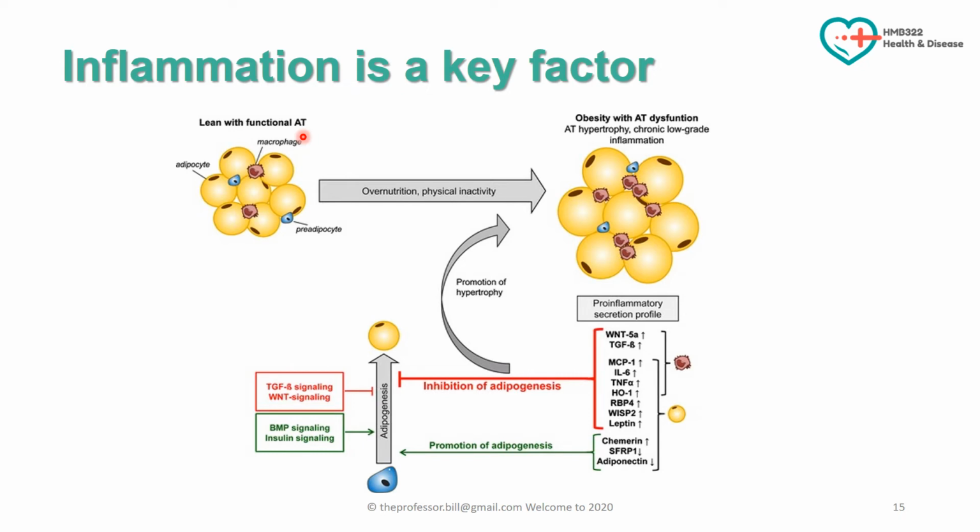Awesome. So we have blood vessels, we have adipocytes, we have macrophages, we have some lymphocytes, and we also have some pre-adipocytes ready to go as well. So again, all these things are there.